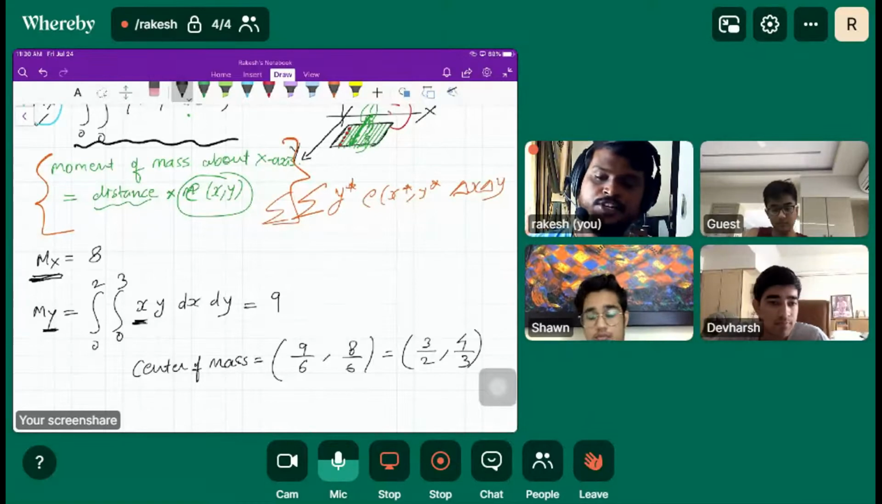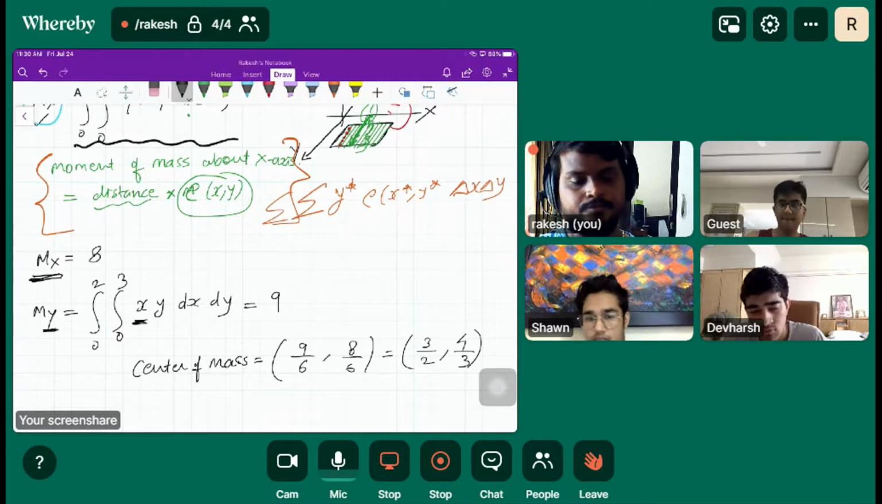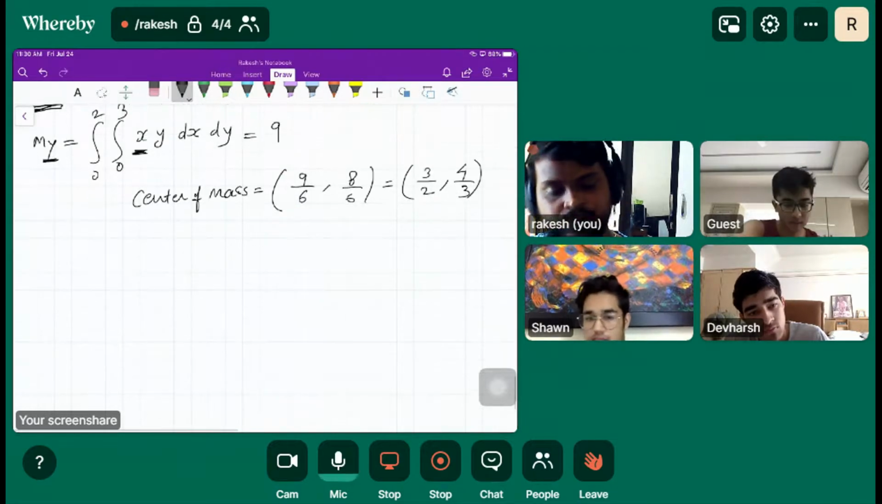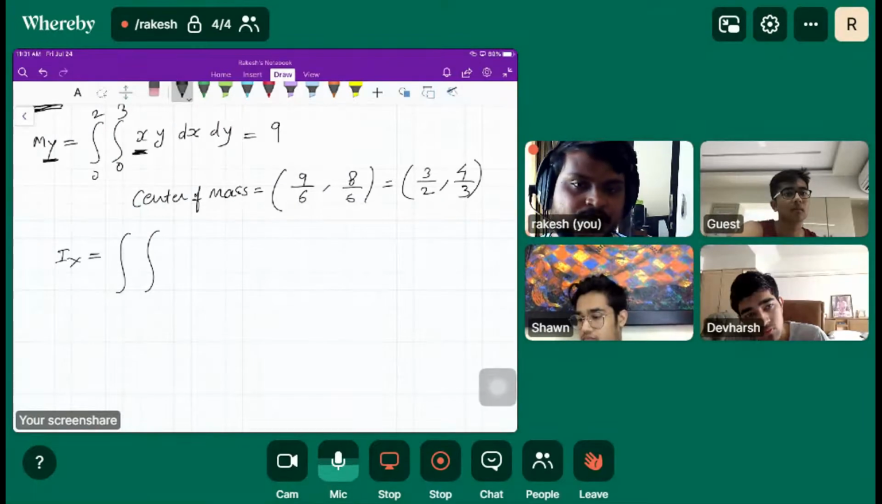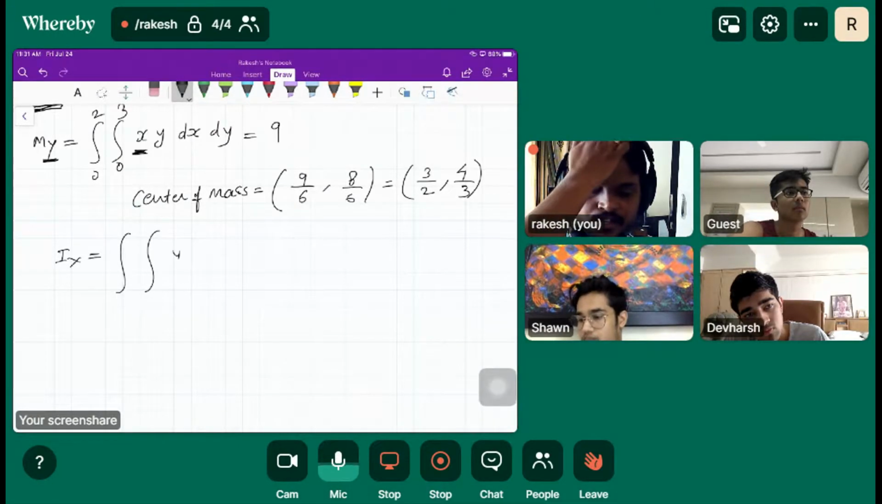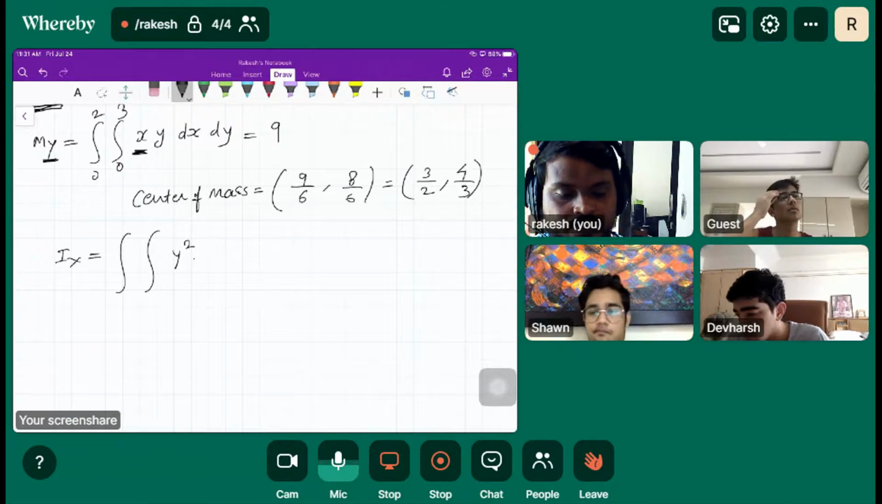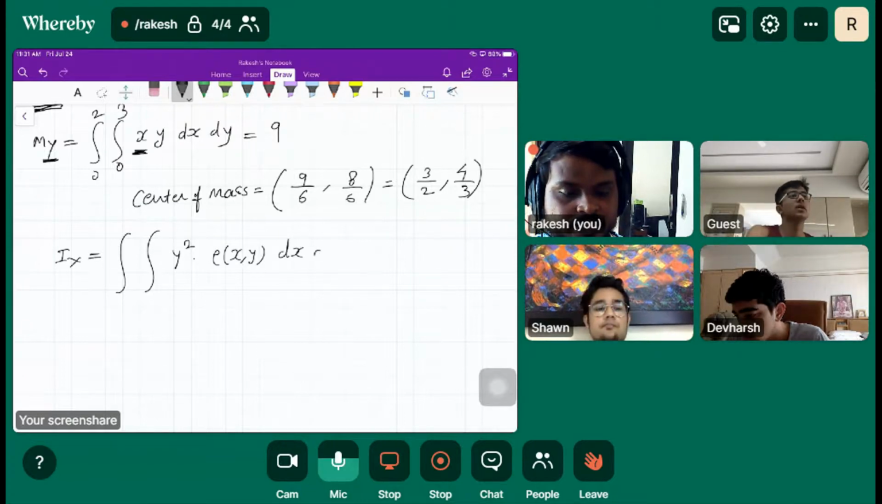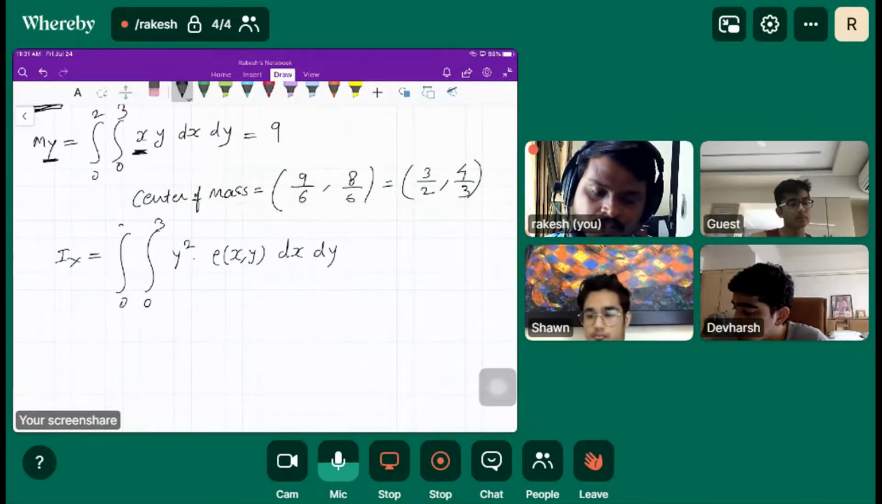Now radius of gyration. So what was the formula for radius of gyration? Ix. Now here we take square. If you are finding Ix, meaning radius of gyration about the x-axis, we just take y square. This is the formula: y square into rho, the mass density function, dx dy. The limit will be same as before, we are not changing the order.